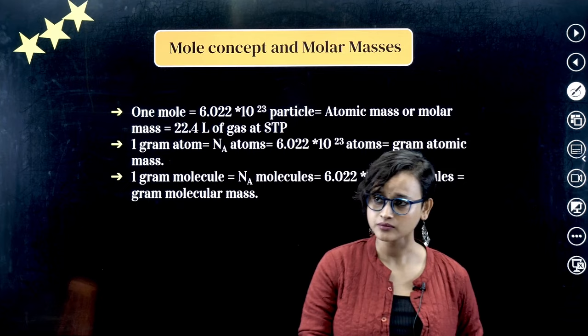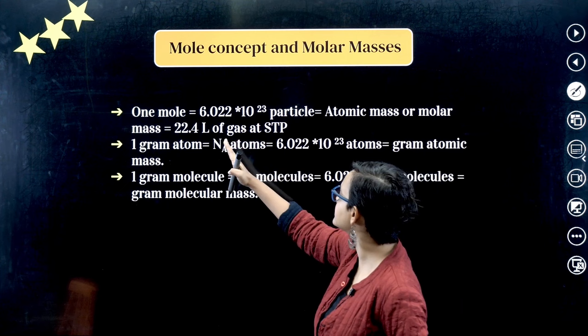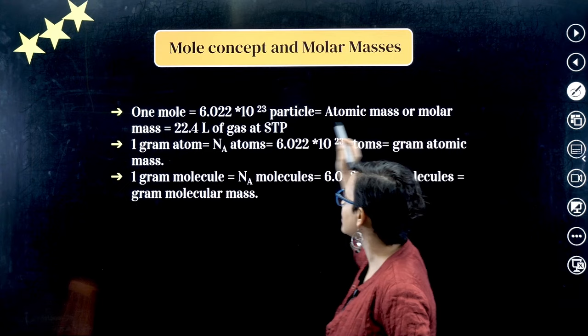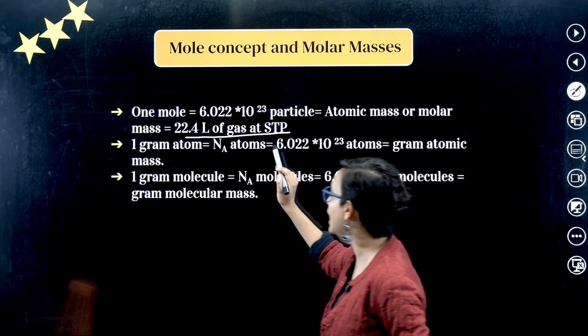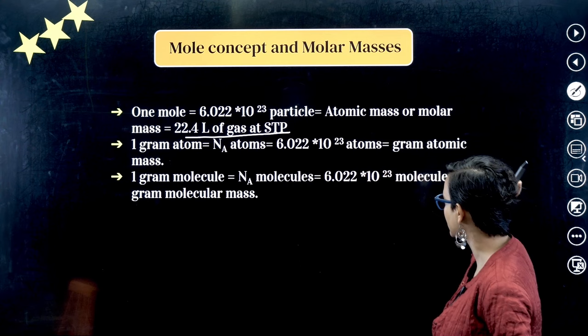This is something that you have to remember. Very important. These are all the things that I have just told you. So 1 mole is equal to 6.022 into 10 to the power 23 particles, atomic mass or molar mass, 22.4 liter of gas at STP, which is what I just wrote. 1 gram atom is Avogadro number of atoms. That is again 6.022 into 10 to the power 23. That becomes your gram atomic mass.